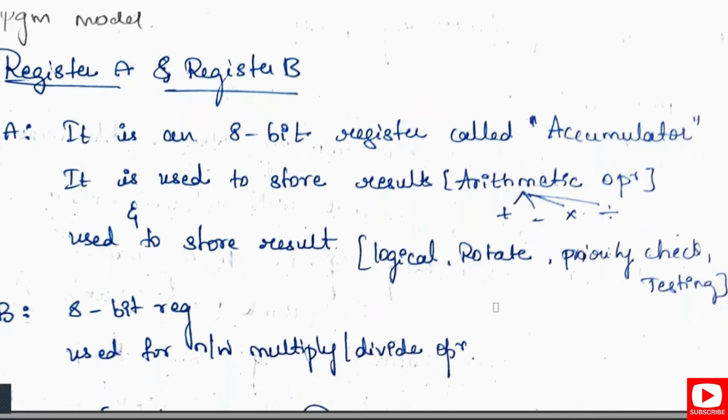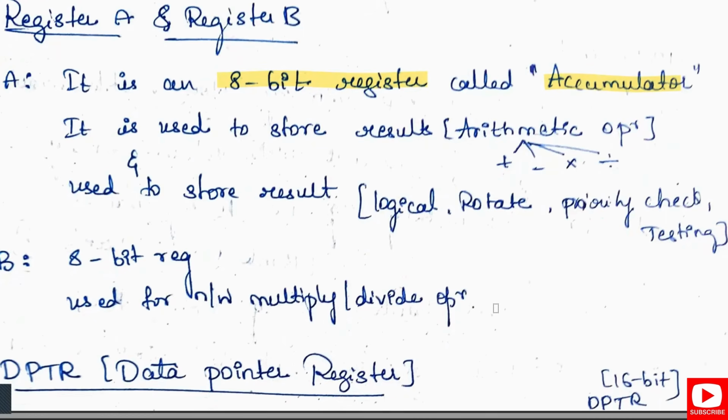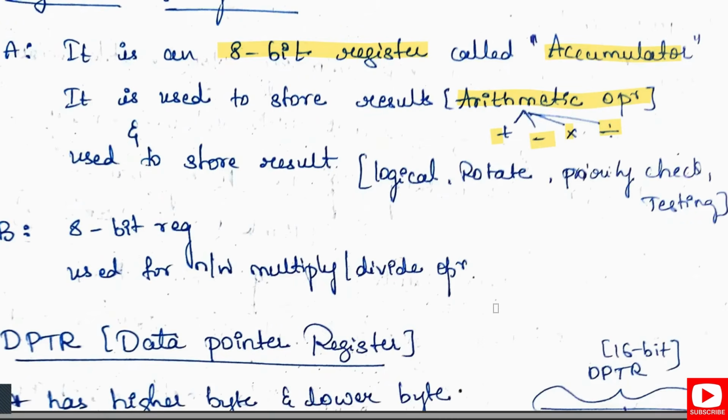Explaining the registers: the A register is an 8-bit register and it is called the accumulator. It is used to store the results of arithmetic operations: addition, subtraction, multiplication, division. It is also used to store the results of logical operations, rotate, parity check, and testing. We will be learning this in the second module. The B register is an 8-bit register used for multiply and divide operations.